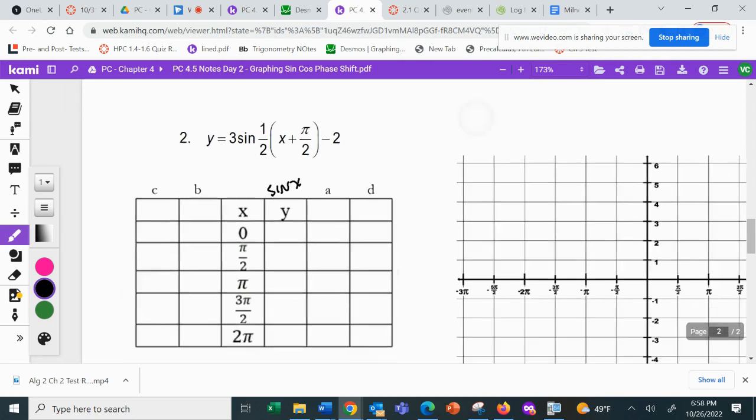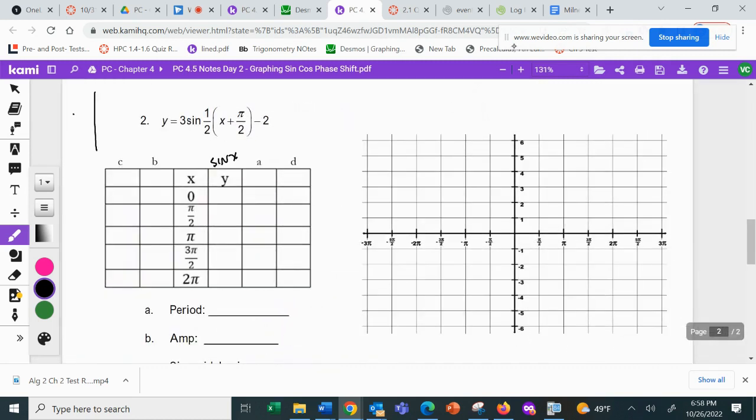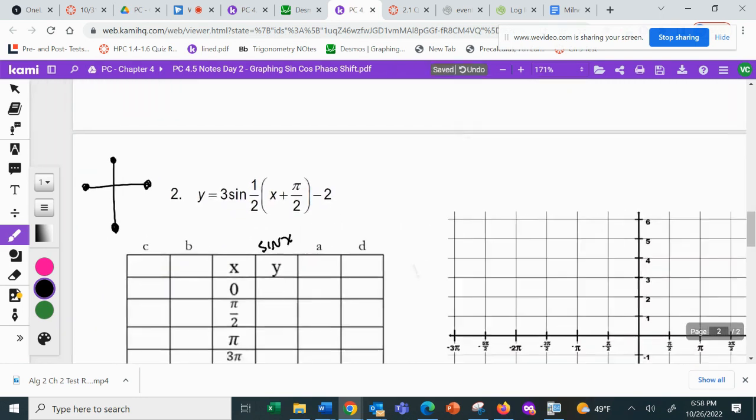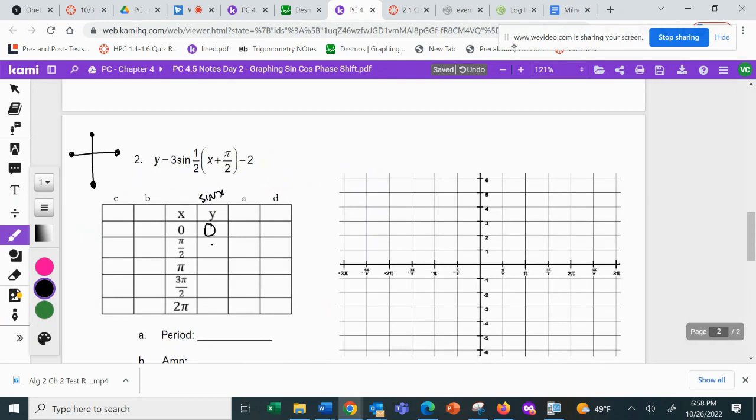So we're going to use our y values. So we're using the y values. I just copied this right down there, so I'm not going to rewrite all the numbers again. It'd take a long time. I'm just going to put my sine values are 0, 1, 0, -1, 0. The a's we're multiplying by 3. So 0, 3, 0, -3, 0. The d's are subtracting 2. So -2, 1, -2, -5, -2.